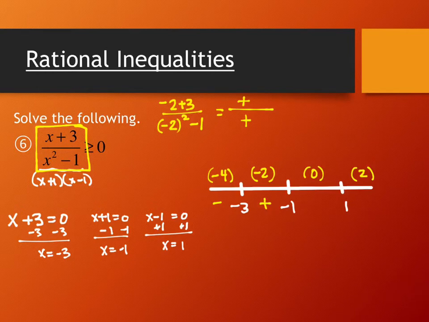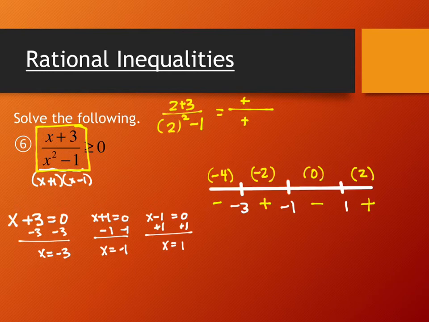0 is always nice because it's easy to work with. If I put in 0 everywhere, I get a positive on top and I get a negative on bottom, right? Zeros are good. Positive divided by a negative is a negative. And then we're going to do the same thing with the number 2. Okay, so we have 2 plus 3 on top. That's also positive. And then 2 squared is 4 minus 1 is a positive. So we also get a positive over here.